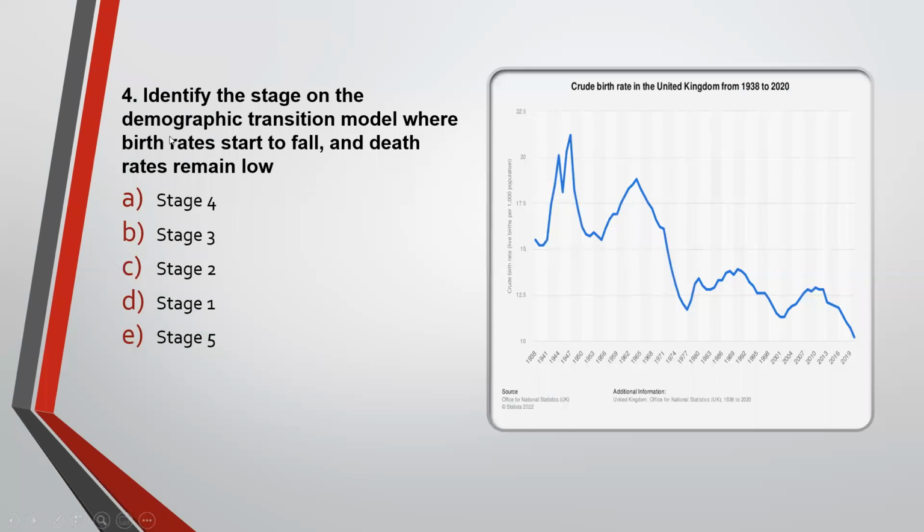Which is that stage where the birth rates start to fall? B. Stage 3. Yes, it's stage 3 where the birth rate starts to fall and the death rates remain low.